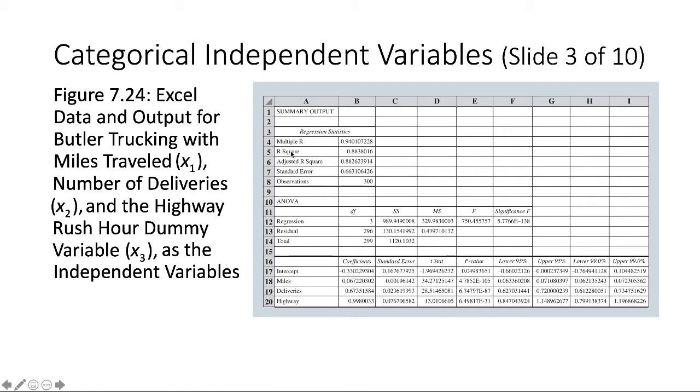In addition, we see that R squared is 0.8838, which is higher than the previous model where we only used the number of miles traveled and the number of deliveries. This means that this new equation should prove helpful in estimating the travel time necessary for various driving assignments.